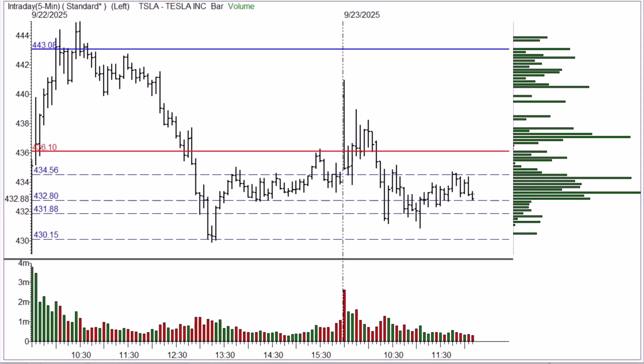Now, you can also look for confluence, and you can look for other things that are telling you that price is doing something that makes sense in terms of what's going on.